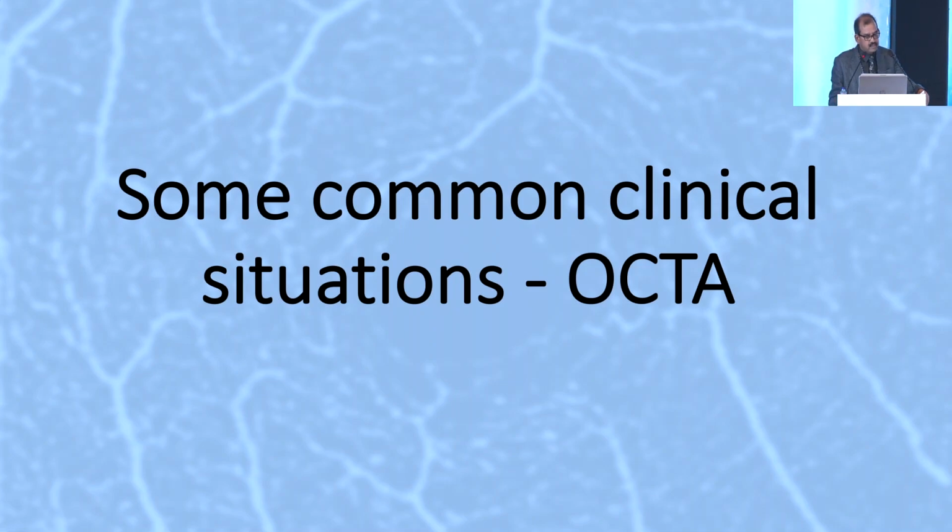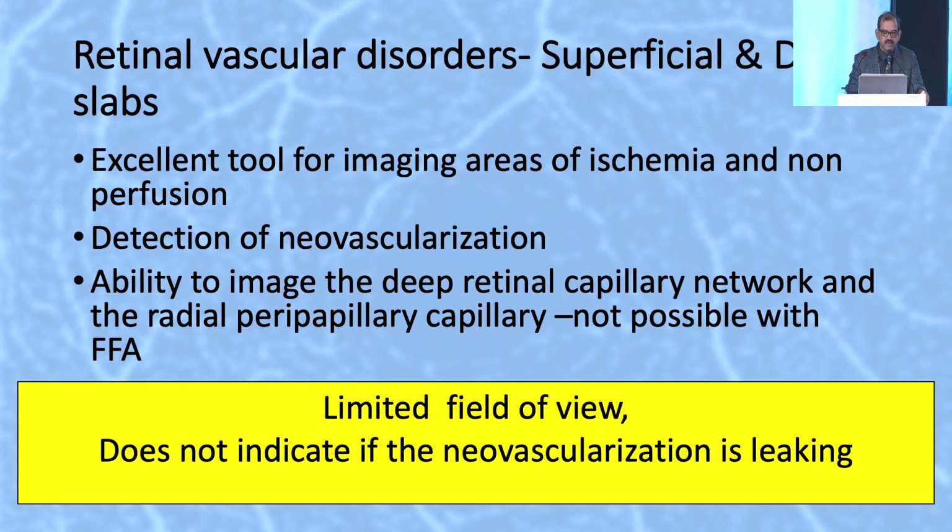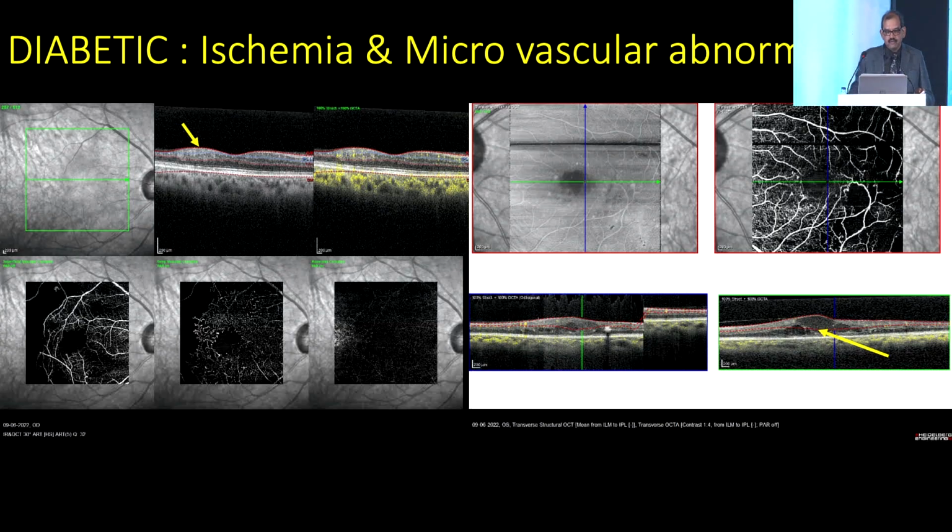These are some common clinical situations seen on OCT angiography. The retinal vascular disorders are seen in superficial and deep slabs. It is an excellent tool for imaging the areas of ischemia and non-perfusion, as I have shown there. Detection of neovascularization, ability to image the deep retinal capillary network and radial peripapillary capillary, which is not possible with fluorescein angiography. There is a disadvantage that there is a limited field of view in most of the machines, and also it can detect the neovascularization, but it does not indicate whether the neovascularization is leaking or not.